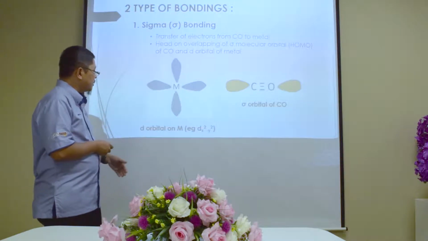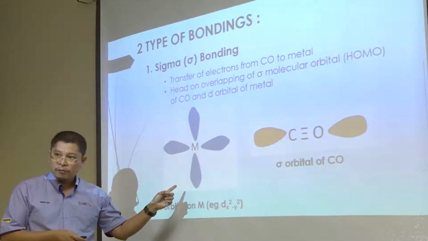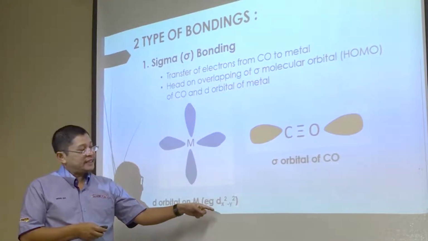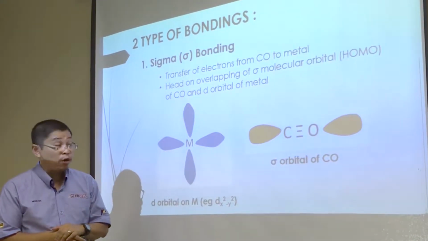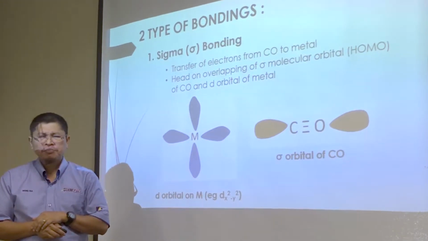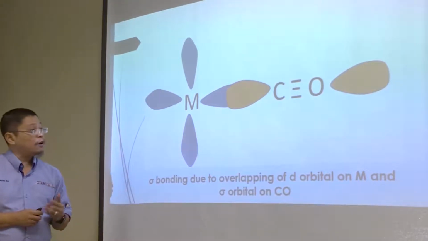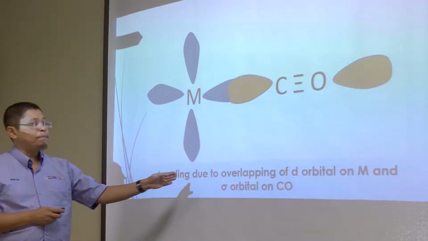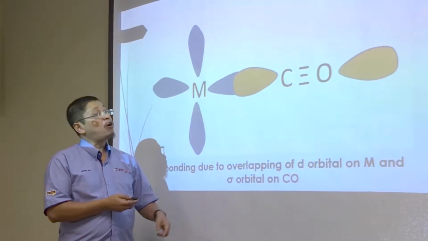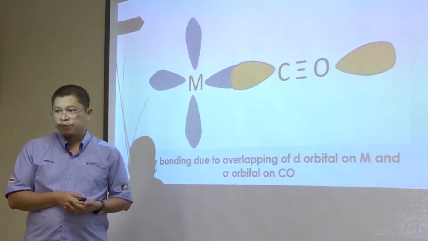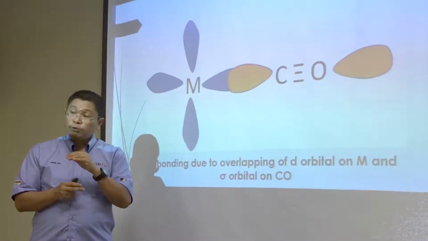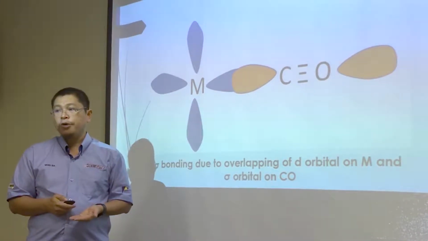Here's an example. This is a d orbital of M, of the metals. I took the example of the dx squared minus y squared orbital, and this is the sigma orbital of CO. For sigma bonding, of course, it involves overlapping of d orbitals on M and sigma orbitals in CO. So this is the overlapping between the two orbitals which forms the sigma bonding.